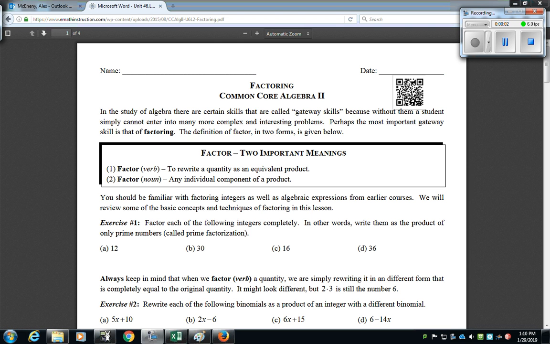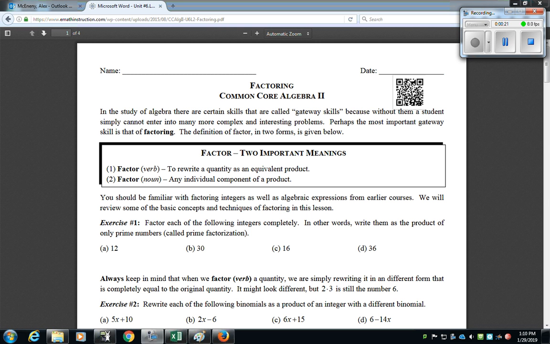Hey guys, we're going to look at some factoring problems today. And factoring is a big component of the algebra and algebra 2 regions, so that's why we spend a whole unit working on it. So they put in the center of the page where the box is the basic meanings of factor. Okay, so we're going to do factoring.